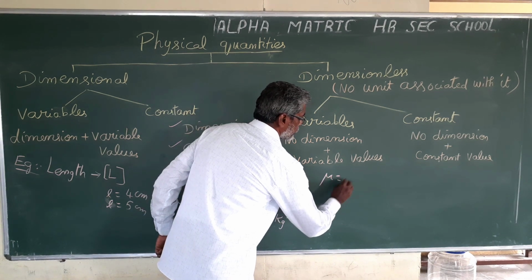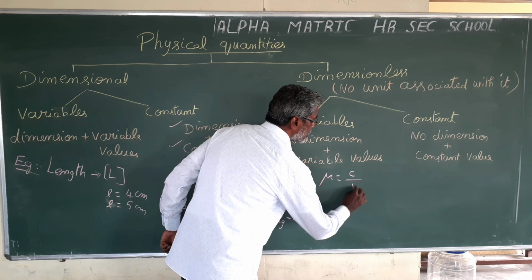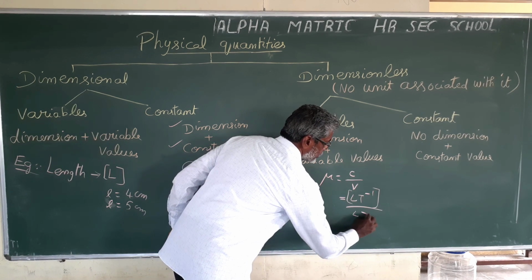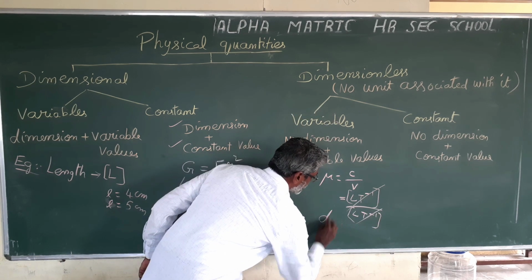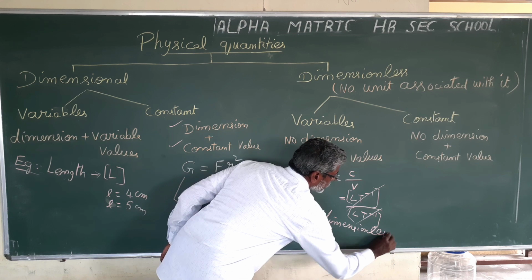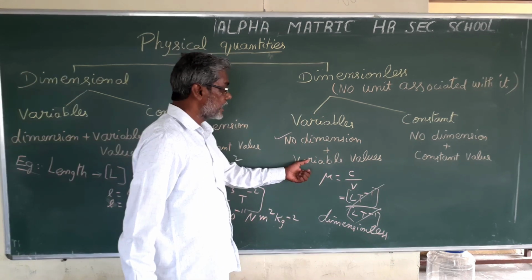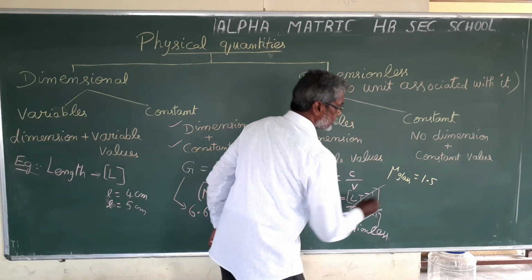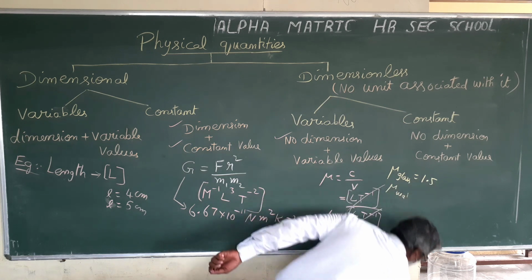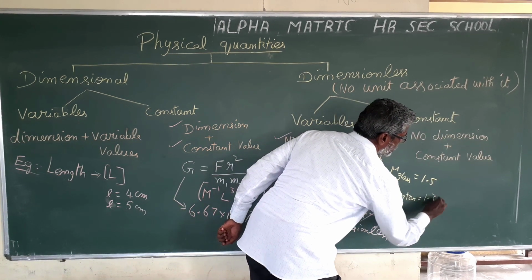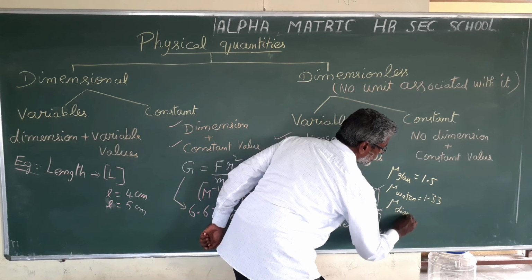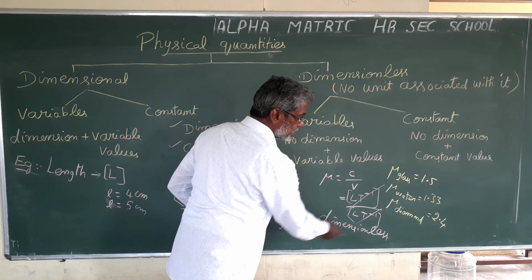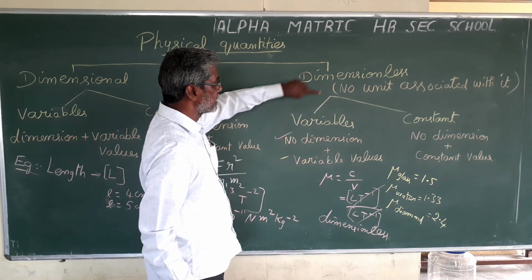Next we will go for dimensionless variables. So refractive index. What is the formula? Velocity of light in vacuum by velocity of light in medium. What is the velocity dimension? LT⁻¹ in both, so they cancel. So dimensionless, no dimension. But it has variable values. Refractive index for glass is 1.5, for water is 1.33, for diamond is 2.4. So refractive index has no dimension, but it has variable values. This gives dimensionless variables.